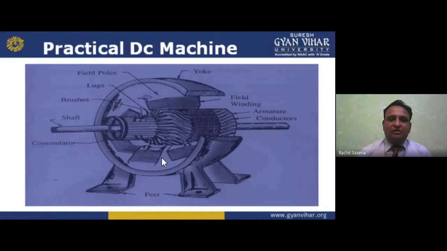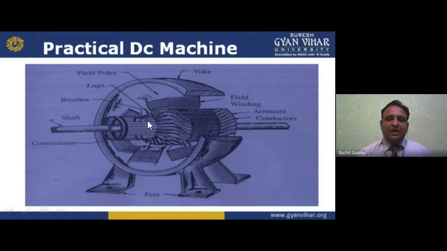Now moving forward, the practical DC machine. How does a practical DC machine look? See, shown here are the field poles. Here the lugs are connected with the help of the commutator.